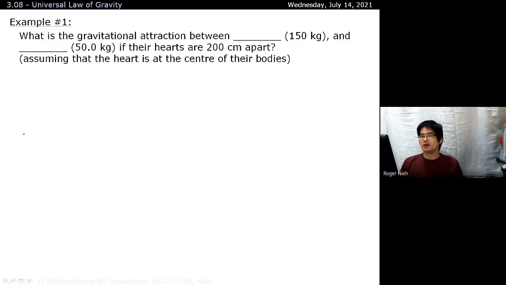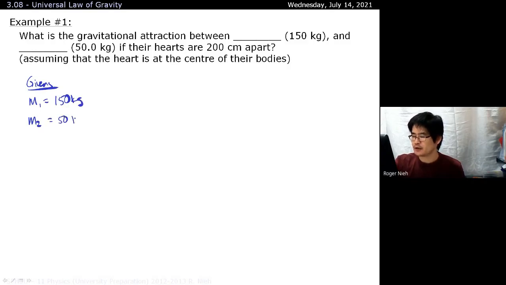This is the same exact problem as before. What is the gravitational attraction between somebody who's 150 kilograms and 50 kilograms if they are located 200 centimeters apart? A few things to keep in mind when you state your givens. You could describe it as capital M and lowercase m, so capital M for the bigger object and lowercase m for the smaller object, or you could use this notation as well. M1 for 150 kilograms and M2 for the 50 kilograms.